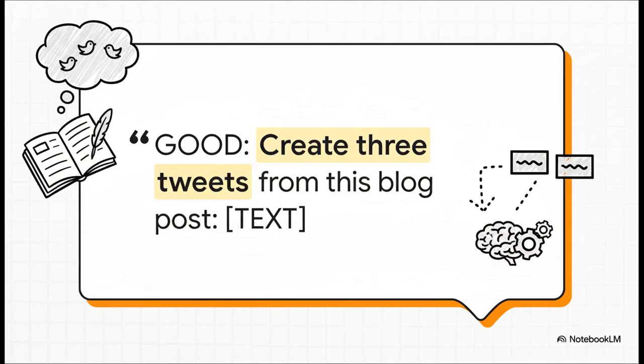"Create 3 tweets from this blog post." Instantly, the AI knows its mission. Its goal is framed from the very first word, and that often gives you not just a cheaper result, but a more focused and accurate one too.